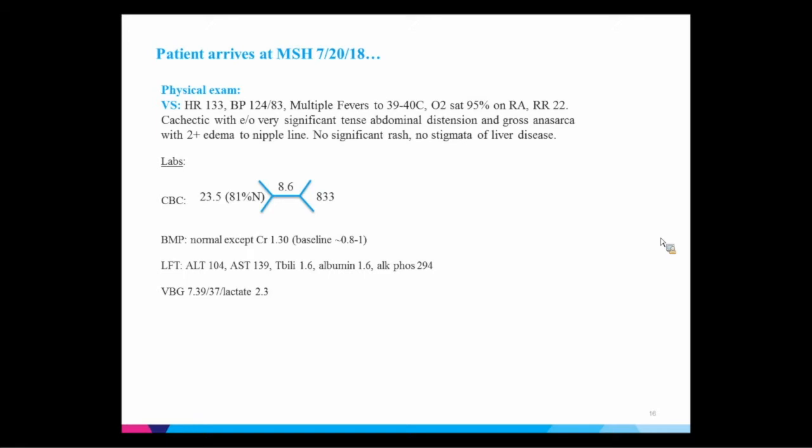No rashes, no stigmata of liver disease, and then his white count on arrival to us, white count of 23, hemoglobin of 8, platelets of 833. His BNP is pretty normal. He has a little bit of AKI. LFTs as here, so transaminases with ALT of 104, AST of 139, total bilirubin 1.6, albumin of 1.6, alk phos of 294.